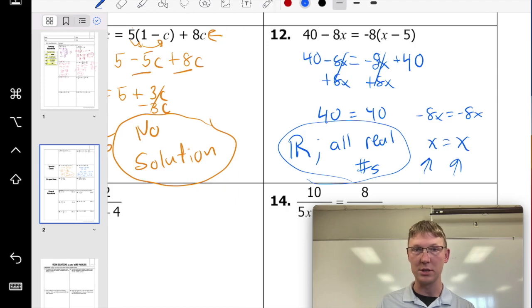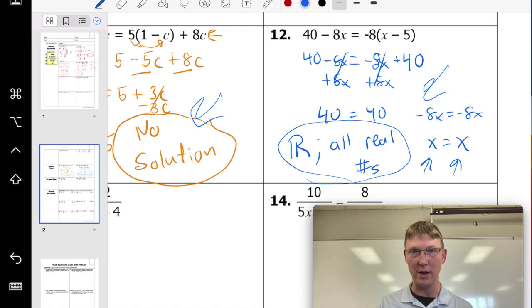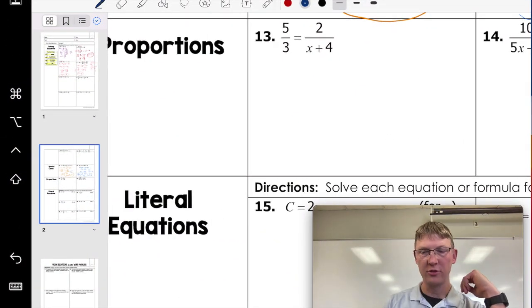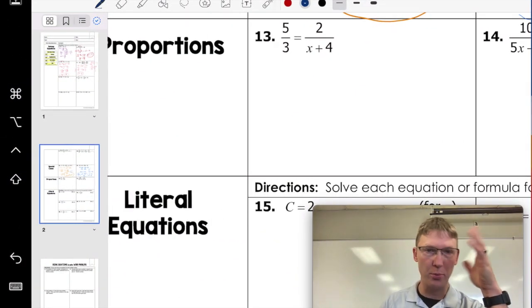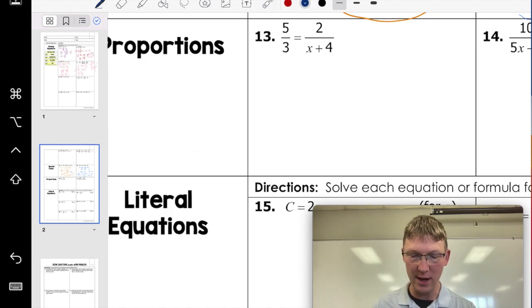Either one works. So we have a case for no solution over here. We have a case for all solutions over there. They'll come up from time to time. It's good to keep track of them. So 13 and 14 are proportions. It's just a fraction equals a fraction. Go through the same process.